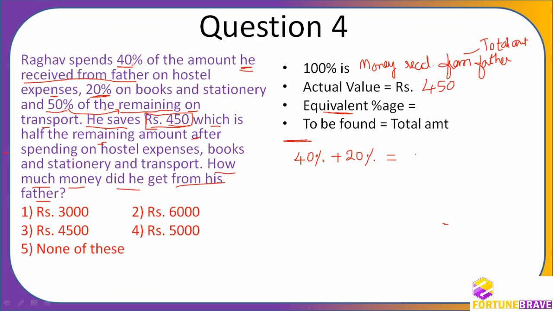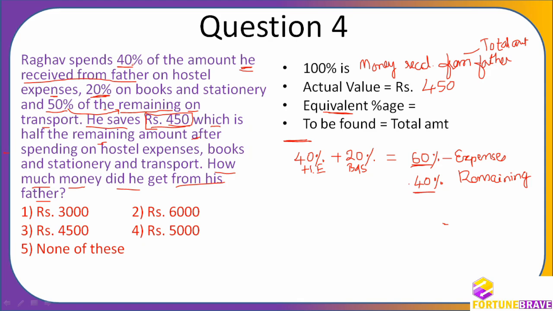So we'll first find out how much is spent initially for these two things. What is that? Hostel expenses and then books and stationery. So he spent 60%. So this is what he has spent. So what is remaining then? Out of 100%, if he spends 60%, what will remain? 40%. Right or wrong? So he is having 40% of the total amount now.